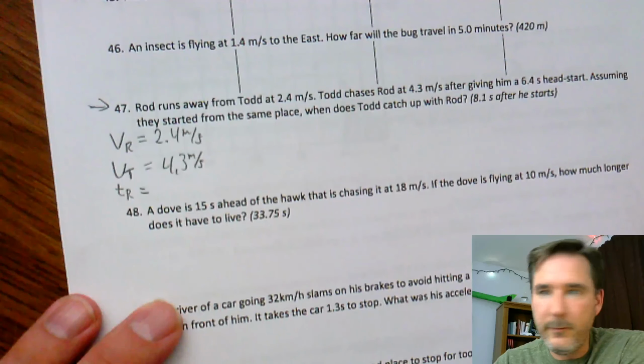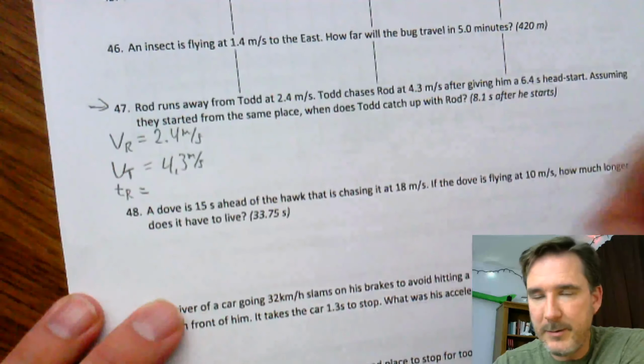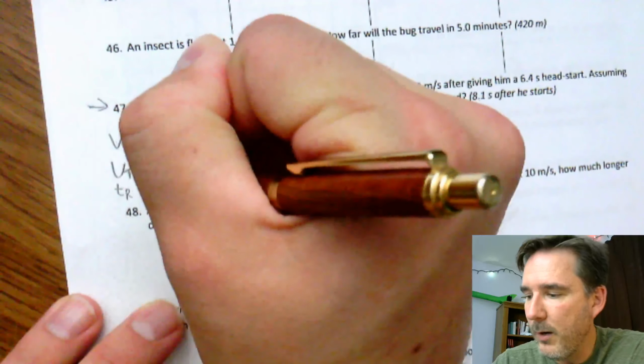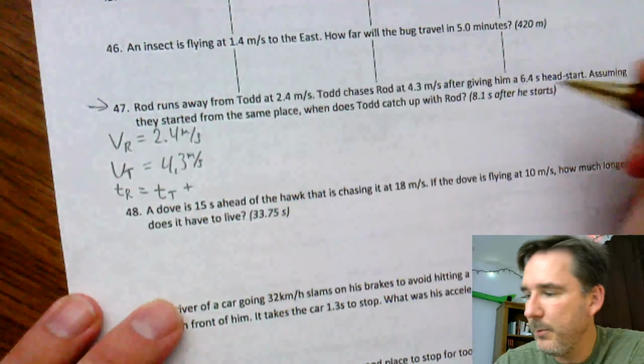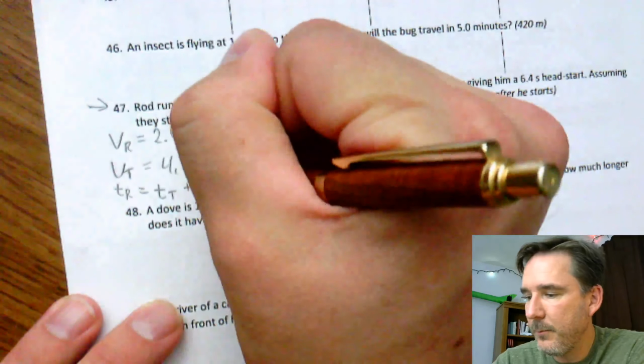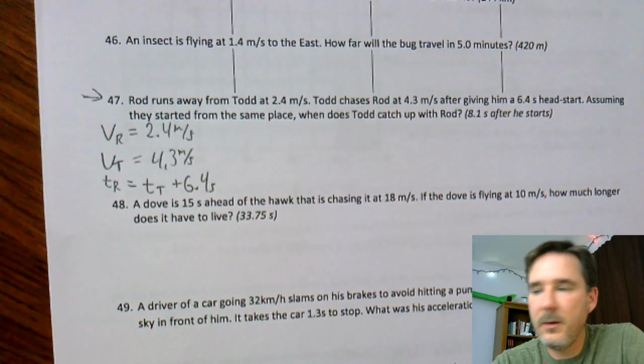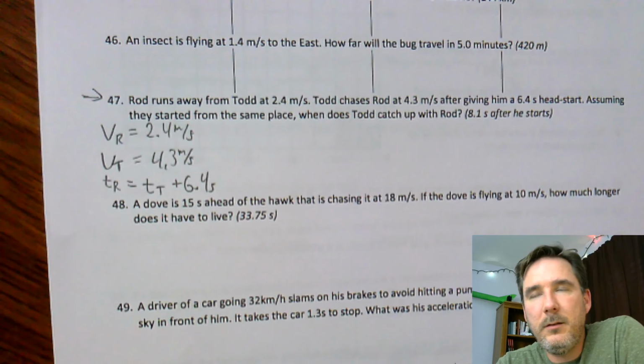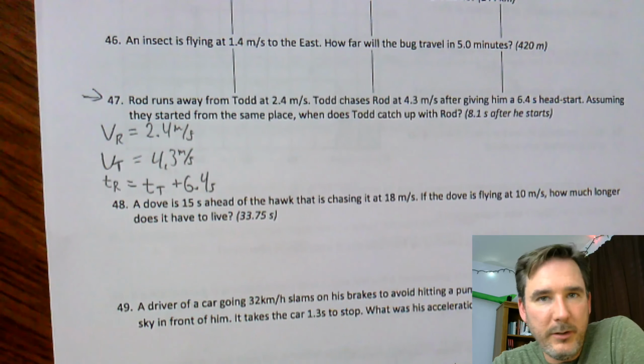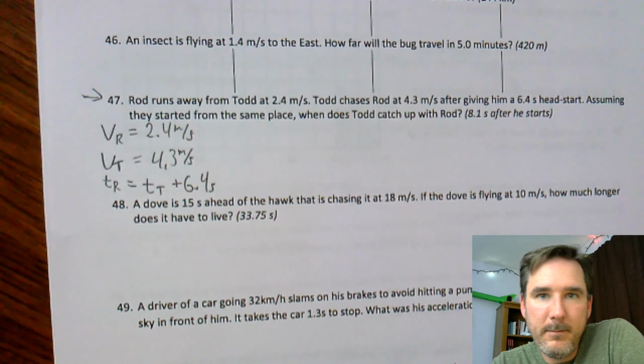And since he left first, the time that he ran for will be whatever Todd's time is plus the 6.4 seconds. All right. If you get that far, you're in pretty good shape. Okay.